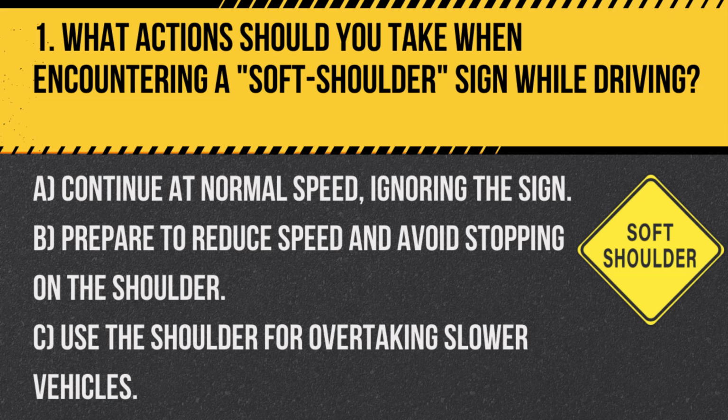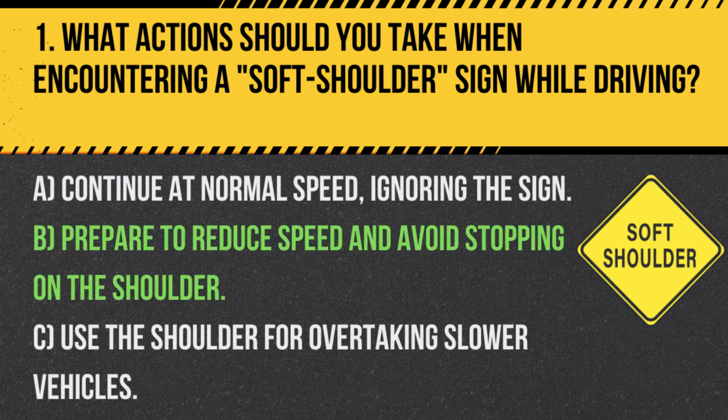Question 1. What actions should you take when encountering a soft shoulder sign while driving? A. Continue at normal speed, ignoring the sign. B. Prepare to reduce speed and avoid stopping on the shoulder. C. Use the shoulder for overtaking slower vehicles.